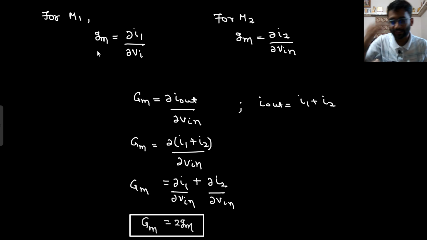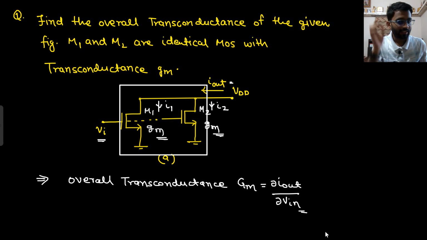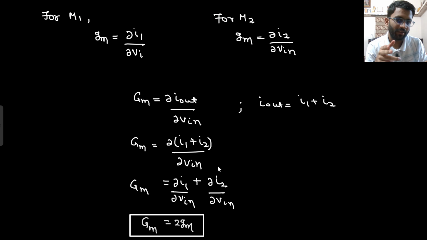What did I do? First I found out the value of GM. Then here also again I found out the value of GM for M2, then M1. My first target was to find the final expression. What do I need to find? Del I out by del V in. Then I could see that in the M1 transistor my GM is del I1 by del V in, and in the M2 transistor my GM is del I2 by del V in, and I out is the combined expression of I1 and I2. So I out is I1 plus I2. So del I1 by del V in plus del I2 by del V in. So GM plus GM, 2GM. That's it. That's my answer.